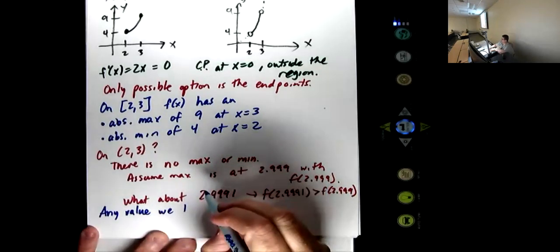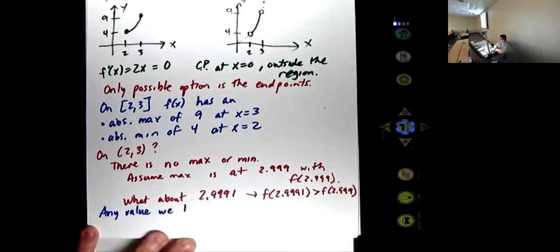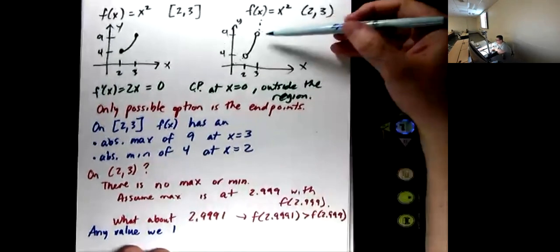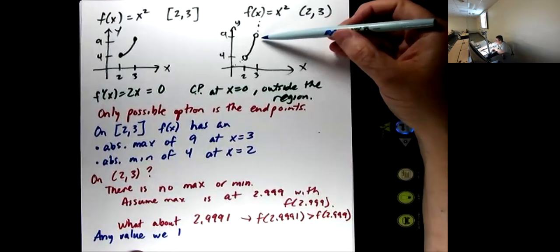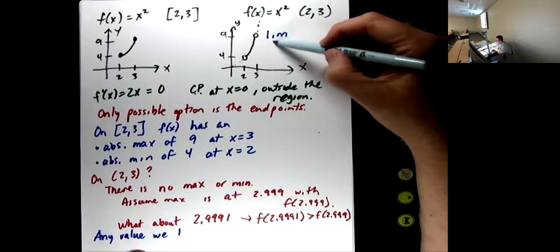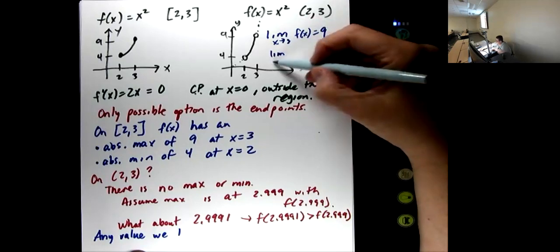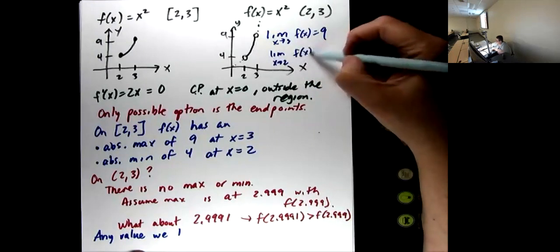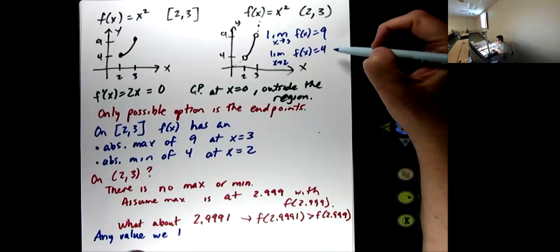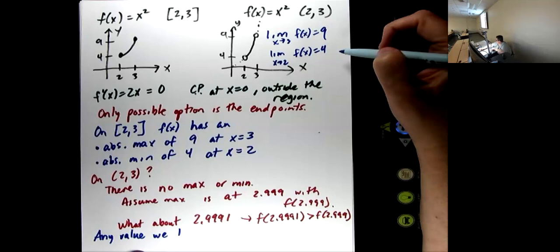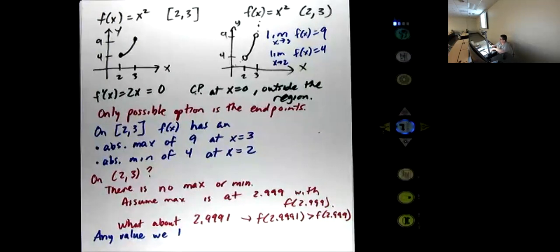Is it just infinity? No. Because the graph isn't going to infinity. It approaches a limit: the limit as x approaches 3 of f of x is 9, and the limit as x approaches 2 of f of x is 4. But it never actually reaches it. We just get closer and closer, and it doesn't matter how close we get, we can always add another decimal. So if we said the max was 8.9999999, I could always add another 9 and be closer to 9 than the previous version.